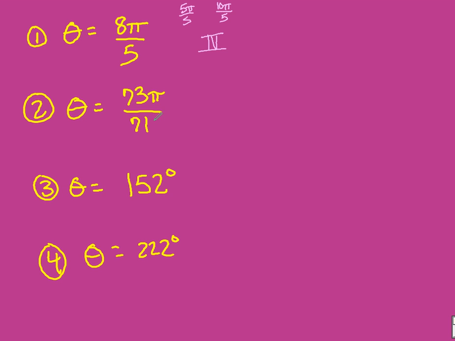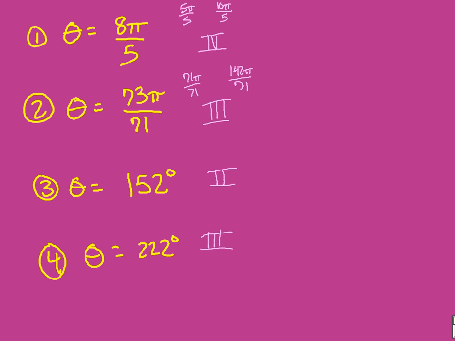Same here. This is more than a pi, so it's going to be 3 or 4 again. Well, is it close to the 71 pi over 71 or close to the 142 pi over 71? Definitely closer to just 1 pi, so quadrant 3. Same with the angles. I think you're pretty good with the angles. This is quadrant 2, and this one here is quadrant 3.